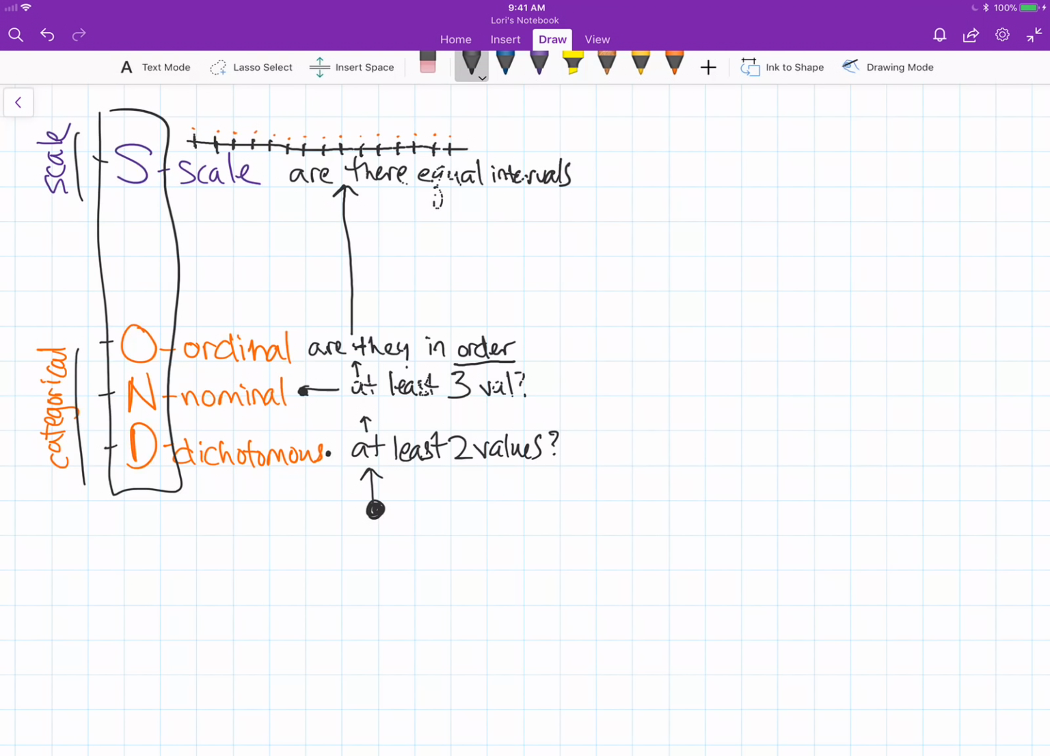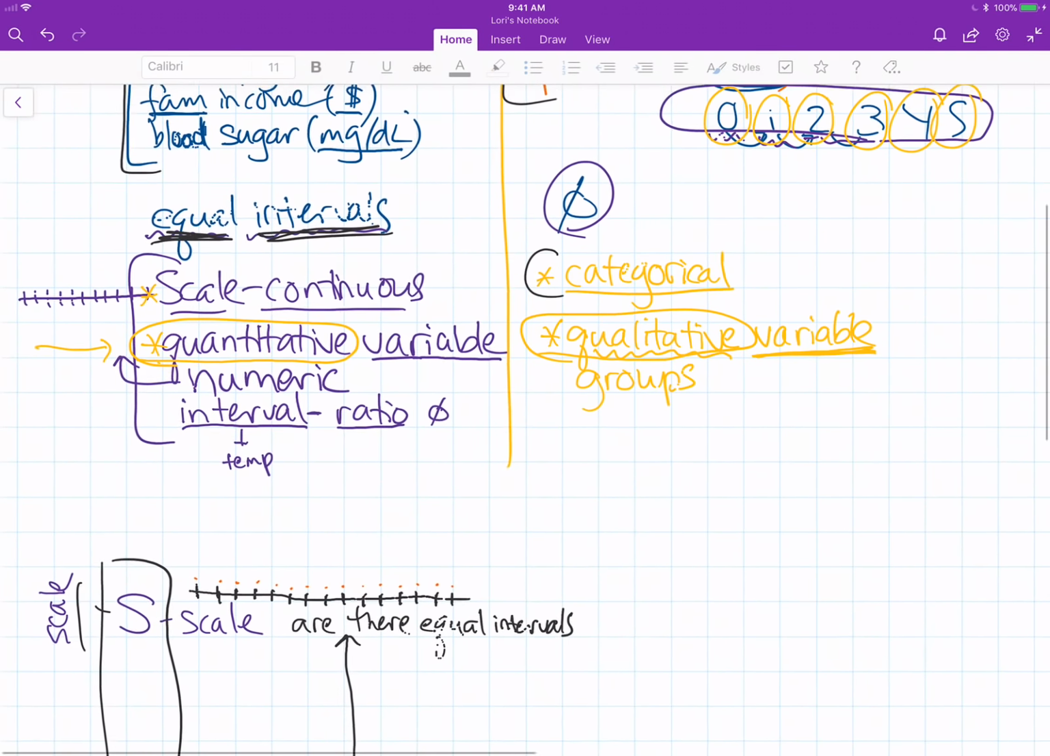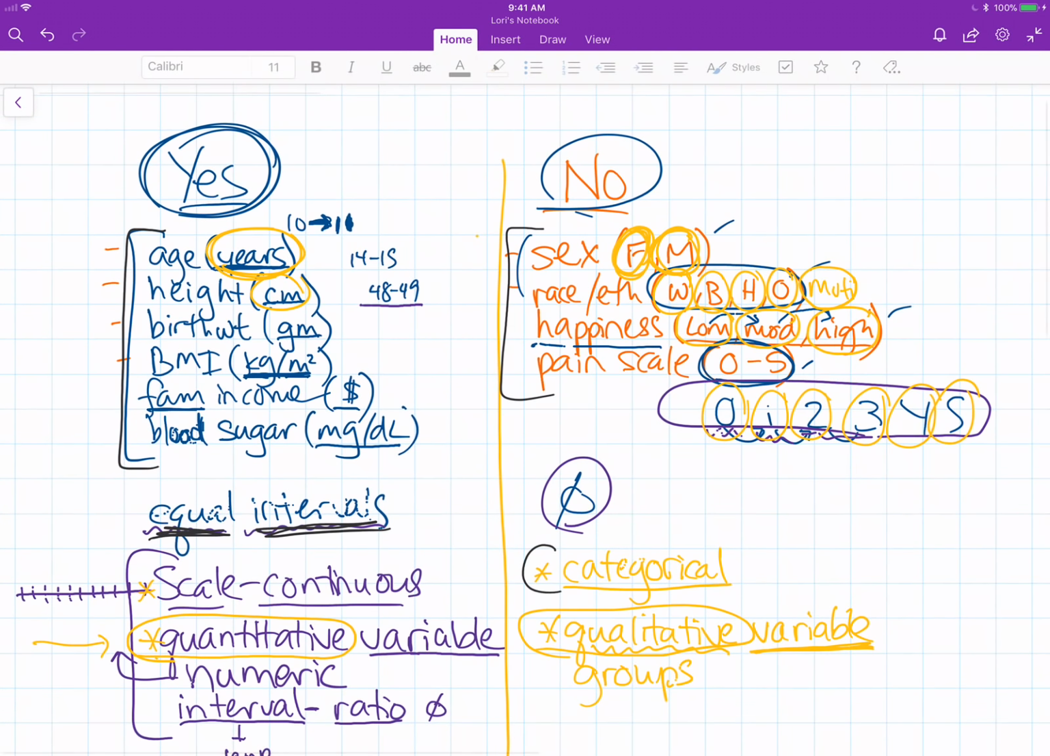So this really helps me if I have a brand new variable that I can test it and I can see exactly where it falls. Does it fall in the categorical range or does it fall in the scale range? So let's test this on a couple of different variables up here. So let's take a look, say, at happiness. And in the data set, there are people with low, there are people with moderate, and there are people with high. Let's say they're coded 1, 2, and 3, just to make it easy.